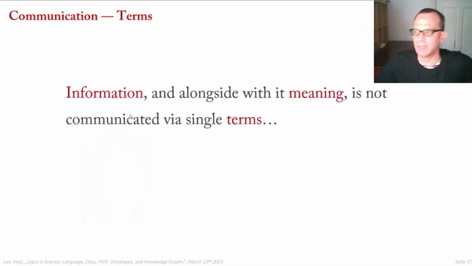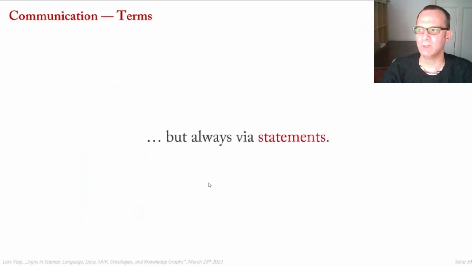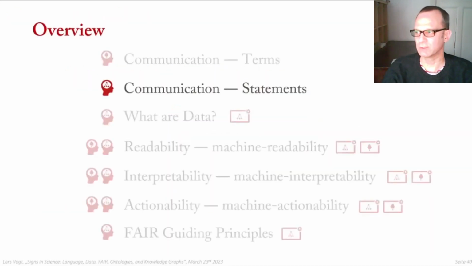But information, and alongside with it, meaning is not communicated via single terms. So an individual term doesn't provide meaning by itself. It's basically a shortcut for a statement that provides the meaning. So meaning is always communicated via statements, either directly or indirectly by terms to which we have these meaningful statements linked through definition. So let's take a look at how we communicate statements.